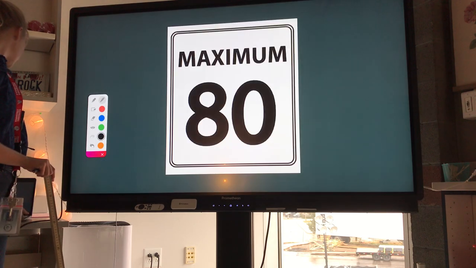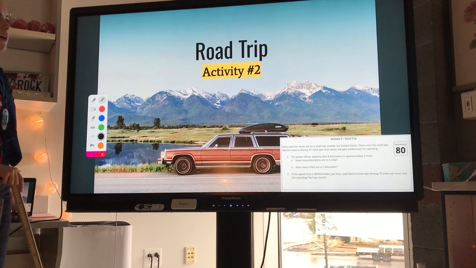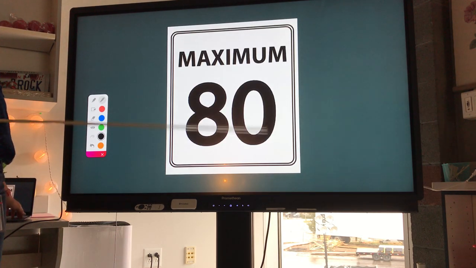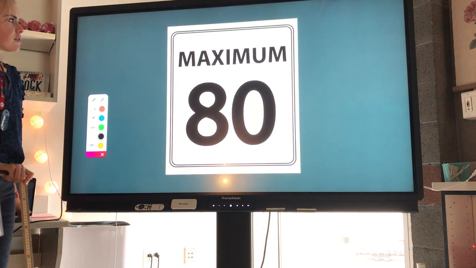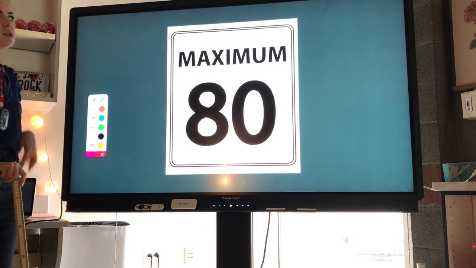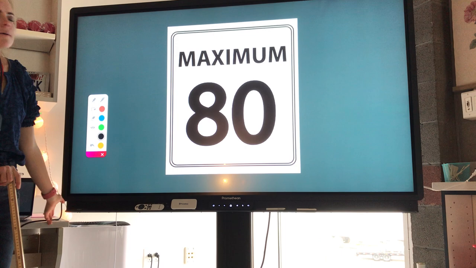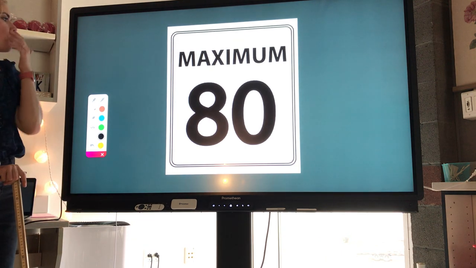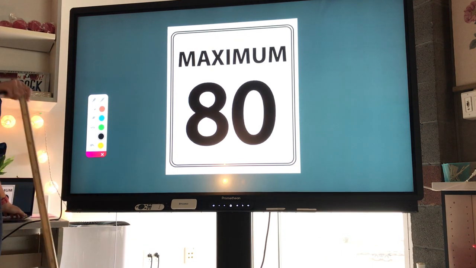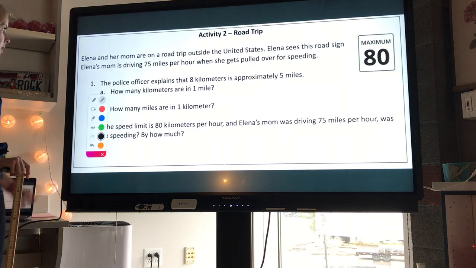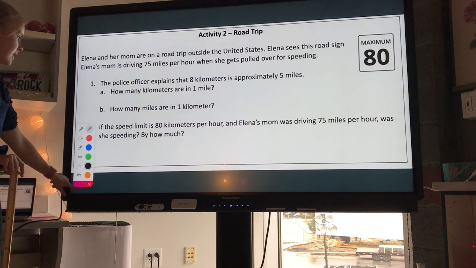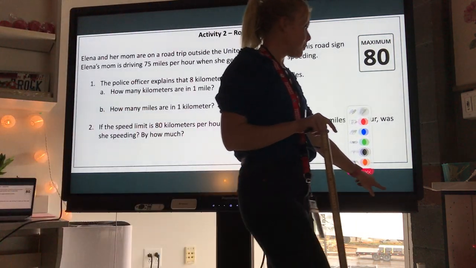So activity 2, we're going on a road trip. If we see a sign on the highway that looks like this, that means the maximum speed you should go is 80 miles per hour, right? It means technically you shouldn't go over that or under, and then you could go somewhere under it, but not too much under. So we're going to answer these questions. Still on this unit, we can use tables every time.